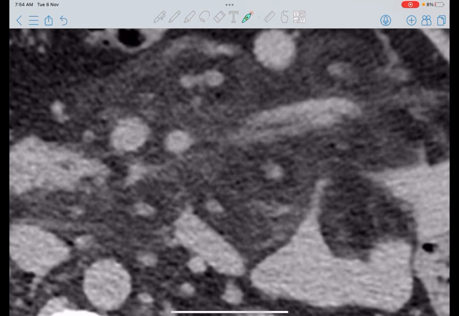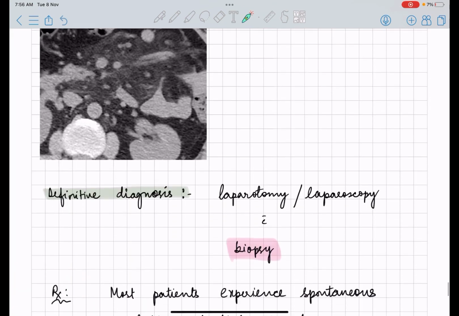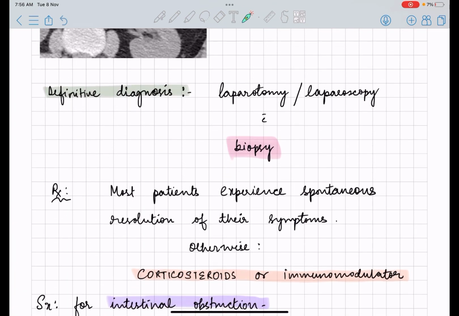There is another ring sign we can observe over here. There is a blood vessel, maintained fat, and a sclerosed area. So these are called ring signs. For the definitive diagnosis, laparotomy or laparoscopy is required with biopsy. Biopsy is required because we need to differentiate this condition from other conditions like retroperitoneal fibrosis and retroperitoneal sarcomas.